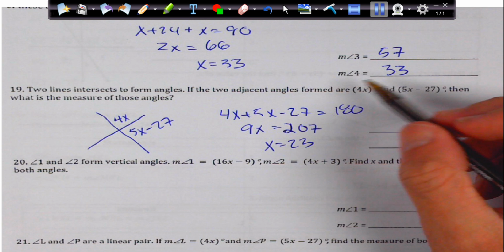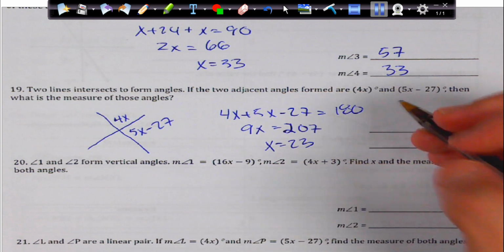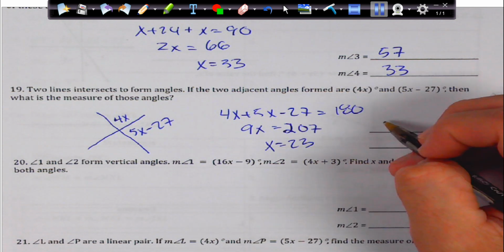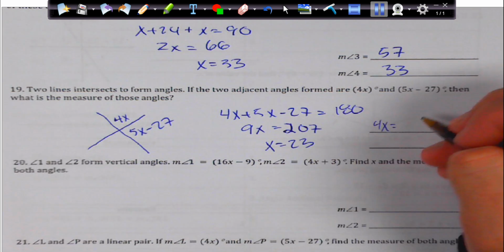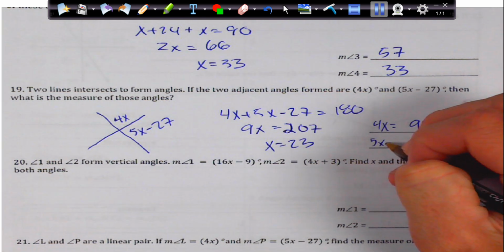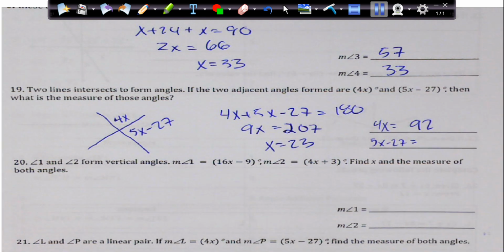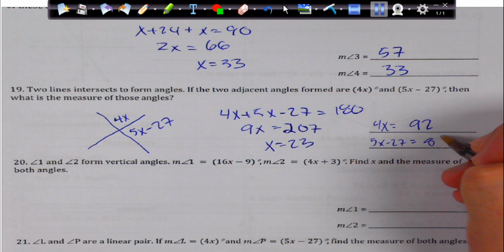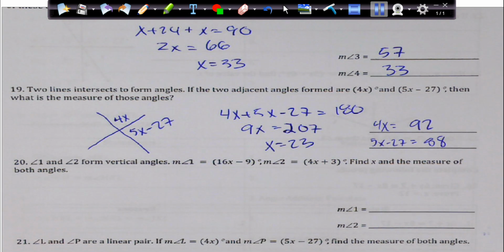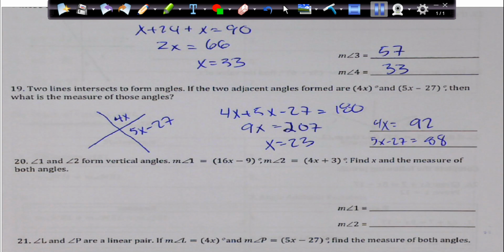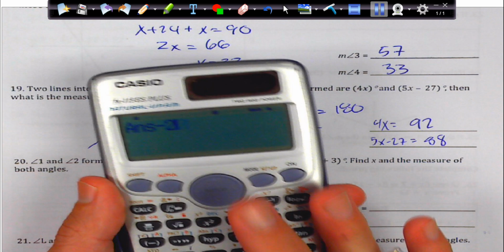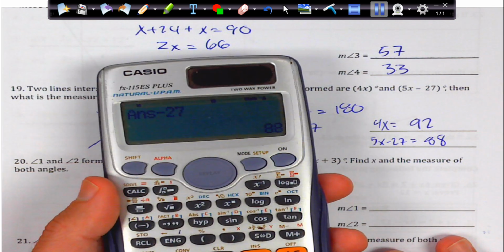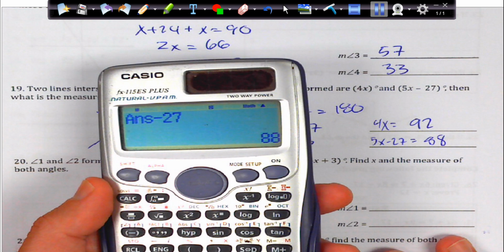And it says, what's the measure of the two angles? So the 4x angle is 23 times 4, which is 92. And then the 5x minus 27, remember that has to equal 180. So that should be 88. To make that true, we can check 5 times 23. I'm just doing this in my calculator. 5 times 23, and then minus 27 is, in fact, if you can kind of see with the glare, 88.